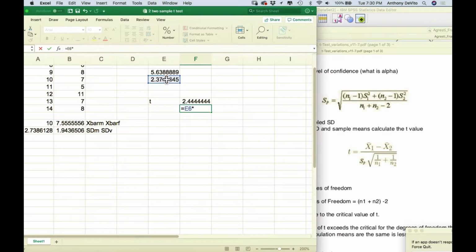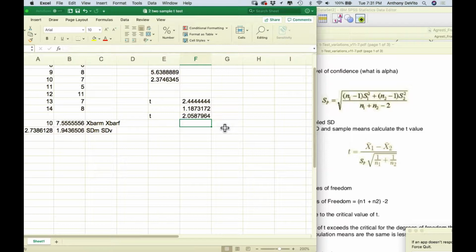times the square root of 1 divided by sample size 1, which is 8, plus 1 divided by the sample size of the other, which happens to be 8 also. Close the parentheses. We're going to find the square root of 1 over 8 plus 1 over 8 and multiply it by the pooled standard deviation. And that comes out to be 1.18. So my t value comes out to be the top part of that equation divided by the bottom part, the numerator divided by the denominator. It comes out to be 2.058.